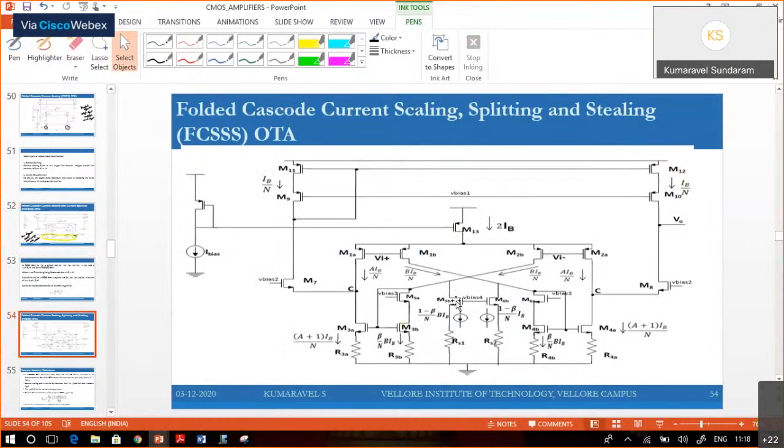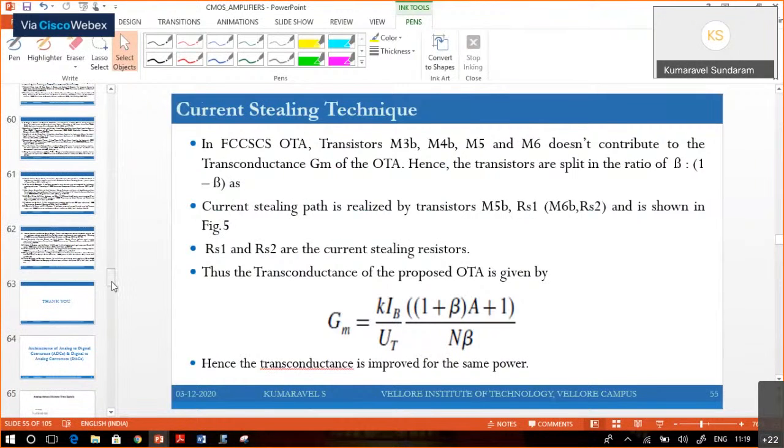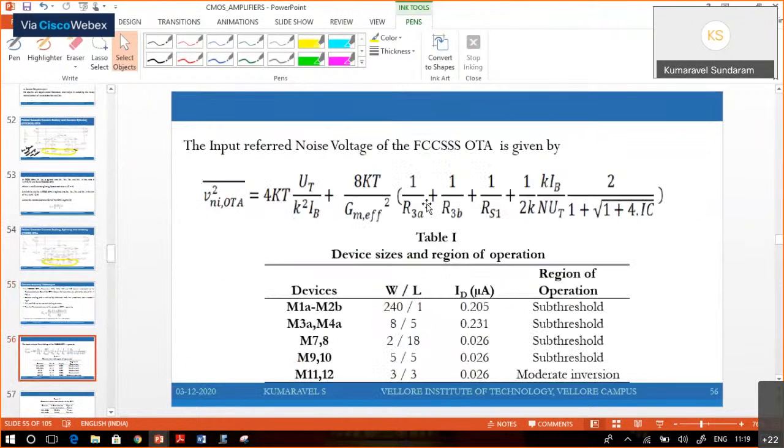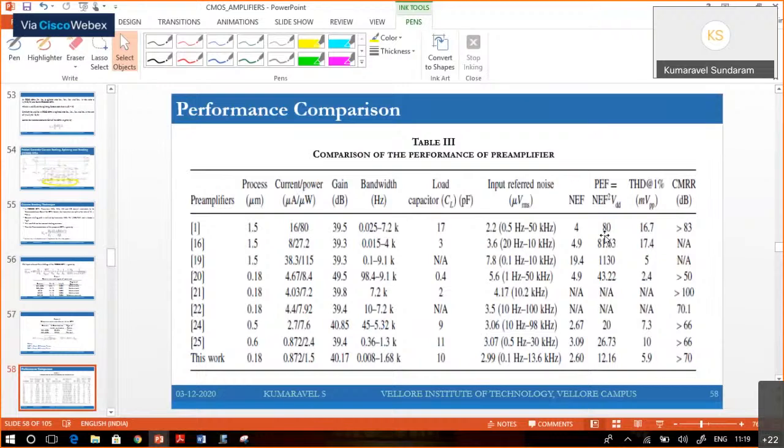So my part is the improved recycling. For improved recycling, I used a source degeneration resistor during my PhD, and then I derived the equation for the input referred noise voltage and the performance. If you see, the input referred noise is 2.99. The capacitance I have used is 10 picofarad, with a power consumption of 1.5 microwatt.